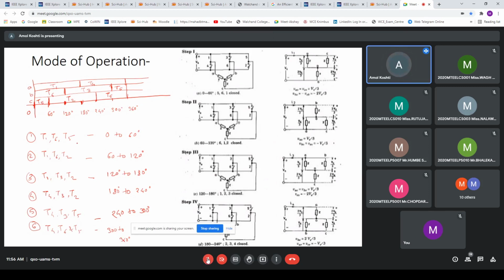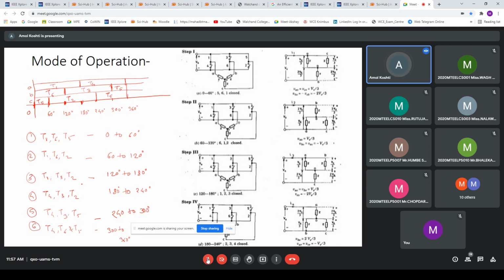So now what do we have to do? This is our switching sequence. For 0 to 60 degrees, we have to turn on these three switches. From 60 to 120, we have to turn on these three switches. Out of these, two are the same. We have to turn off one and turn on another. The same thing we have to repeat.